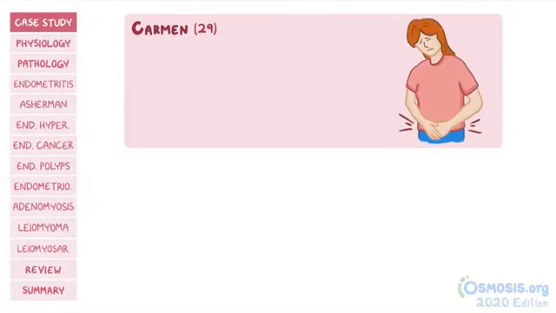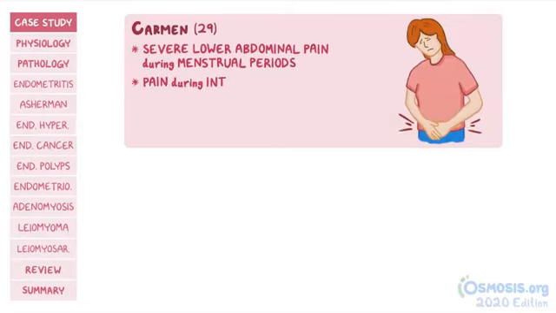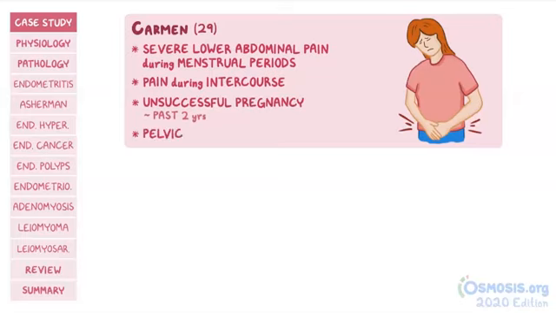29-year-old Carmen presents to the physician's office complaining of severe lower abdominal pain during her menstrual periods, as well as pain during intercourse. She has been trying unsuccessfully to get pregnant for the first time for the past 2 years. Pelvic examination shows a normal-sized uterus.